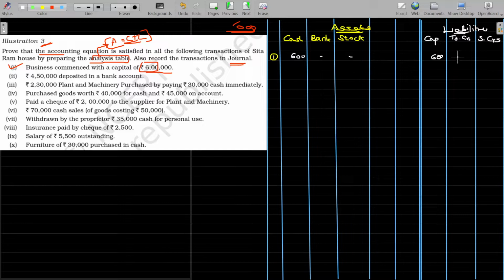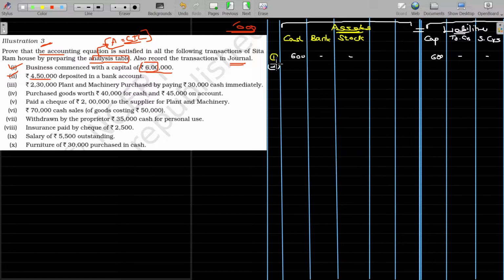So rest of the things are the same. Now you can cross verify that assets should be equal to the liabilities inclusive of the capital. Of course, on this side also the asset value is 600. The other side, the liabilities and capital side, is also 600. It's matching now. No need to worry about that. Second, 4.5 lakhs deposited into the bank.